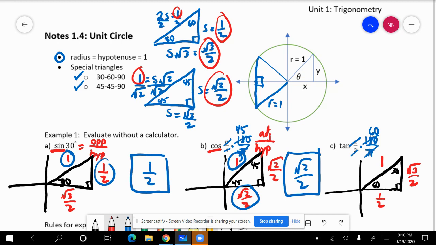Now this one's a little bit more difficult because with tangent, what we have is our opposite side over our adjacent side. So we have rad 3 over 2 divided by 1/2. Now remember, whenever you divide, what you do is you multiply by the reciprocal. So I take the 1/2 and I find the reciprocal, which is 2 over 1. So the 2's cancel, and what we end up with is rad 3.